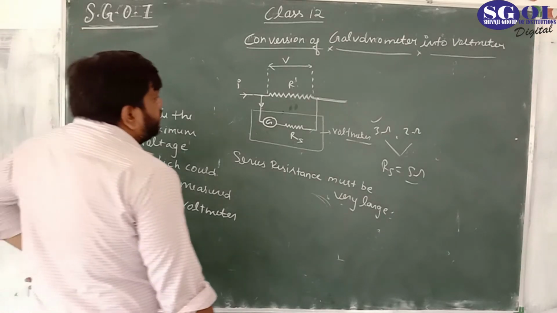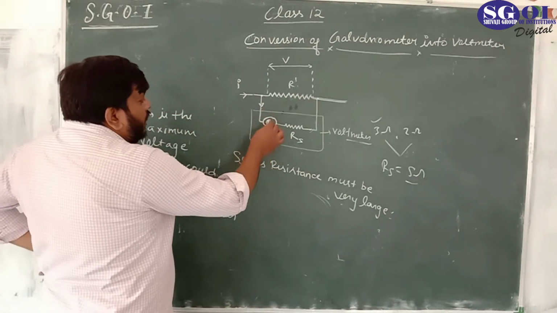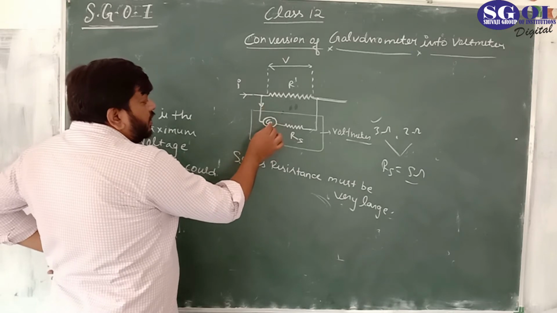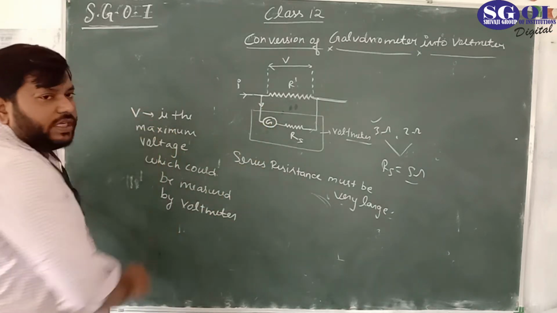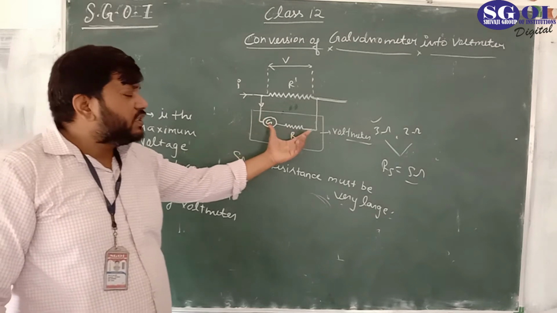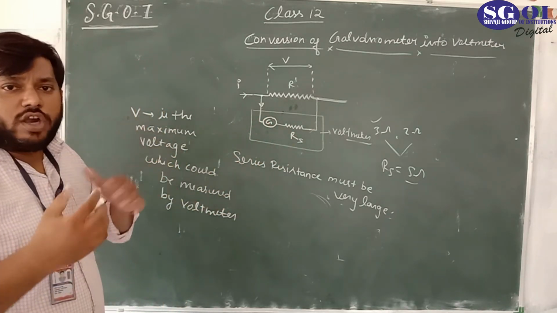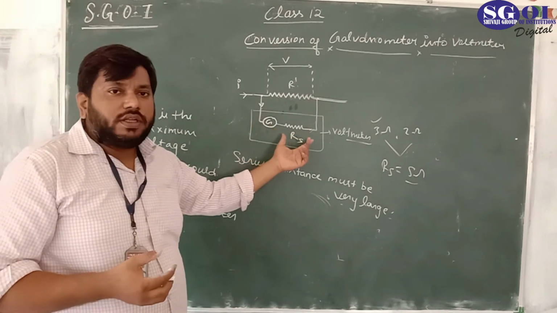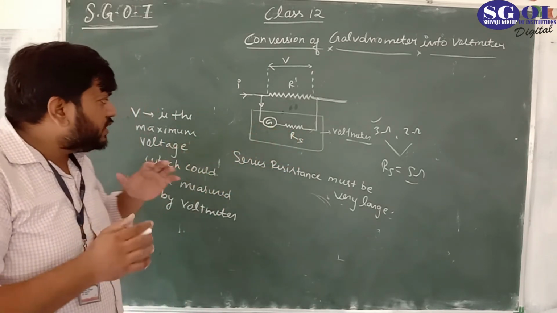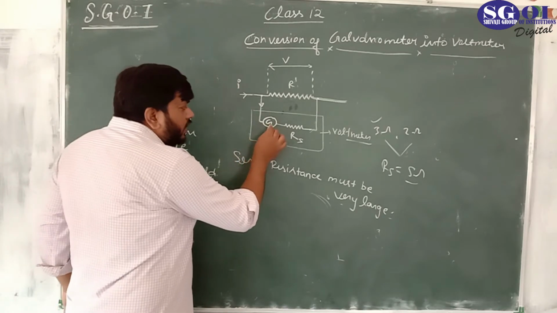Now let's see. To decide the maximum voltage V which could be measured, on what does this depend? Up to what maximum value could we measure with this voltmeter? Actually, it depends on the current flowing in the galvanometer.